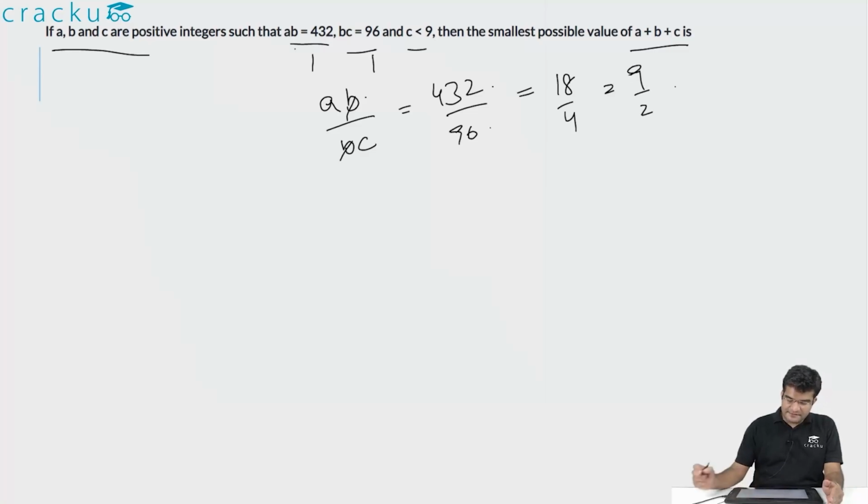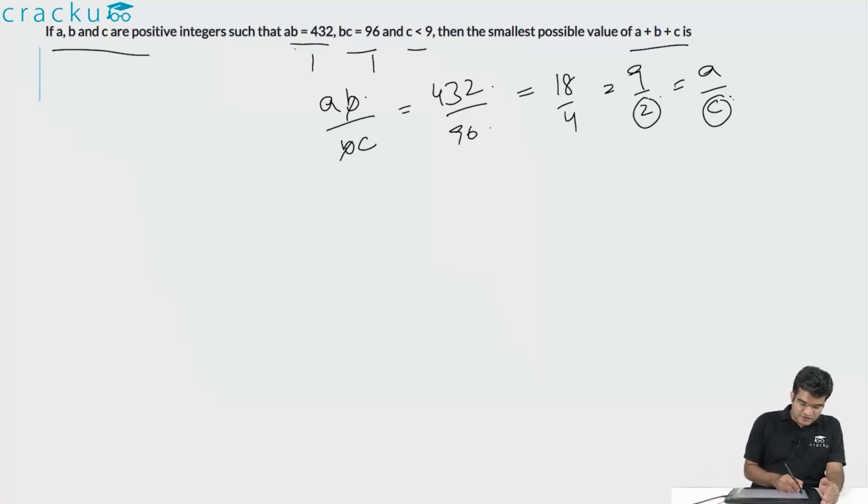We can cancel B from the numerator and denominator, so the value of A divided by C is equal to 9 by 2. This would imply that C is definitely an even number, because the ratio of A by C is 9 by 2 and A is a natural number. It would imply that C is an even number. So the value of C can be either 2 or 4 or 6 or 8, because we are told that C is less than 9.